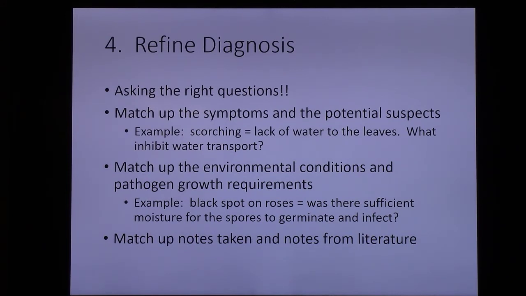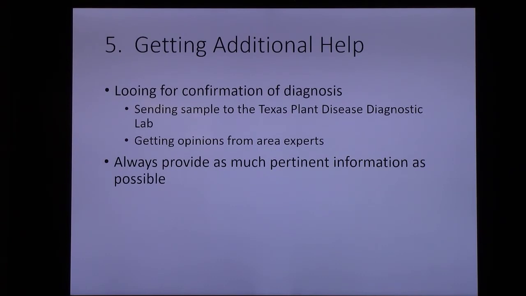Well, black spot on roses. Was there sufficient moisture? Has it been humid? Has it been rainy to be able to have black spot on roses? If it's been rainy conditions, that could be black spot on my roses. So matching up those environmental conditions with what the pathogen needs to grow will help you out. And then matching up those notes taken and comparing it with what you found in your research.